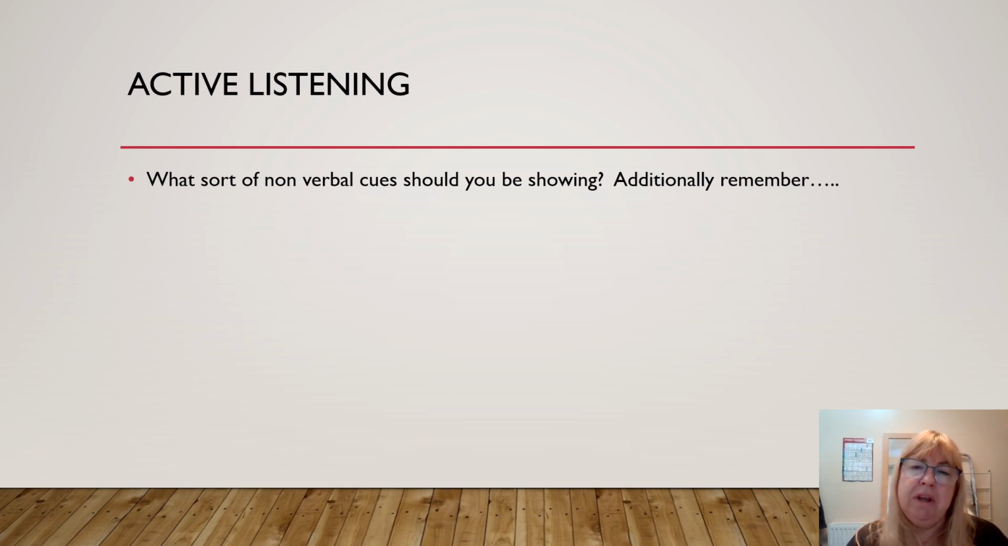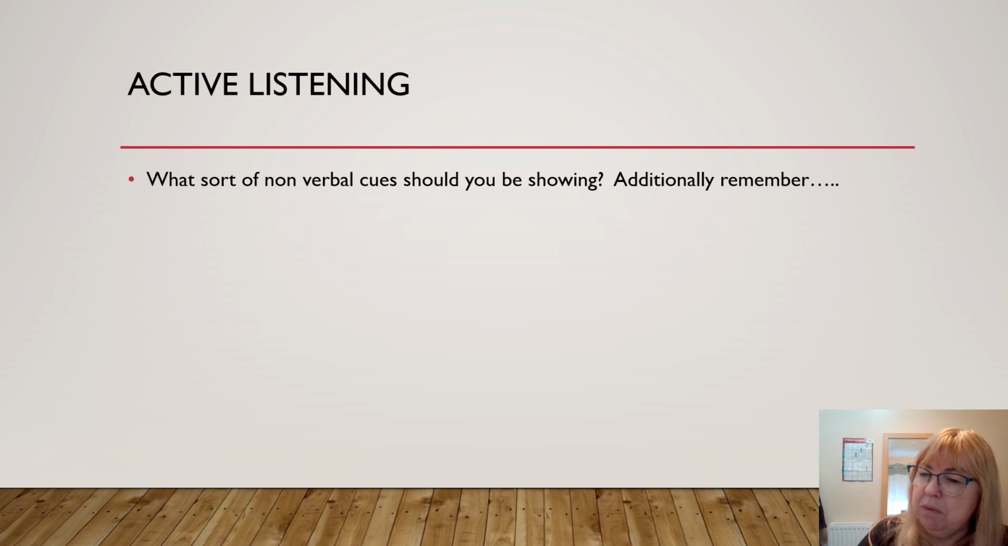So while you're doing your active listening, what sort of non-verbal cues should you be showing? Think about it. What else should you be showing? Your body language should be directed towards them to show that you're interested. Eye contact, like I said, don't stare at people and terrify them, but you do need to give them a fair bit of eye contact. You might want to lean towards someone. There are some bits of body language you can use.